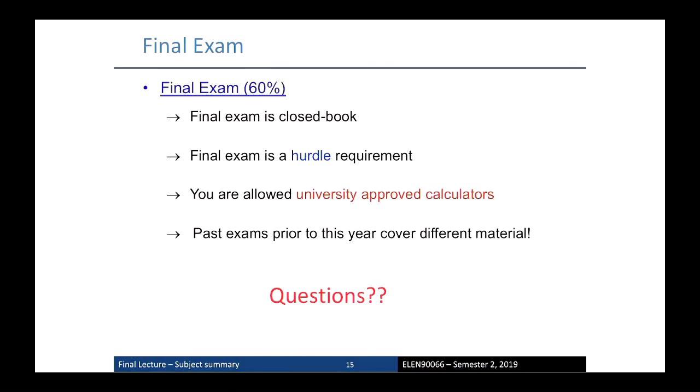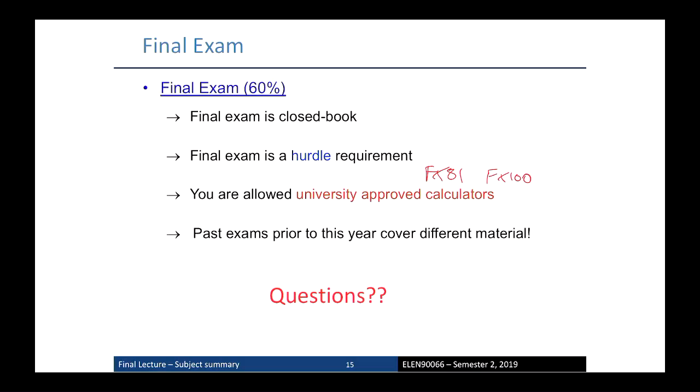Right, so this is probably what you want to know a bit more about. The final exam is closed book. It's way into week 3 of the exam period. It's a hurdle requirement, so you've got to pass the exam to pass the subject. You are allowed university-approved calculators. For engineering, that means the old Casio FX81 and the FX100. I don't think the 100 is going to help because there are no complex numbers, so far as I know, in this subject.